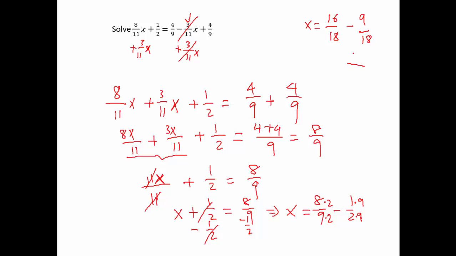So the same denominator here. Combine the top, 16 minus 9 gives you 7 over 18. So your x is 7 over 18. Okay, so move all the x to one side, all the numbers to the other side, and then simplify that until you get only the x on one side.